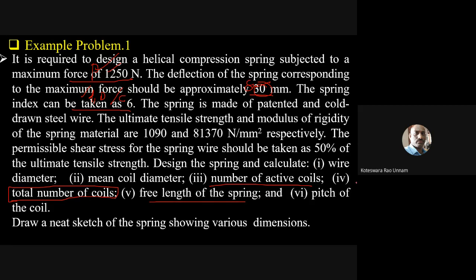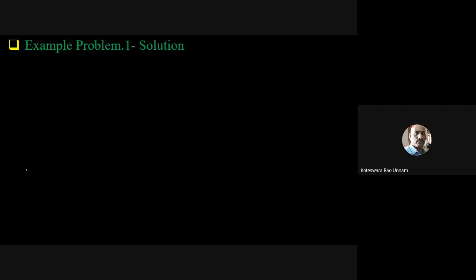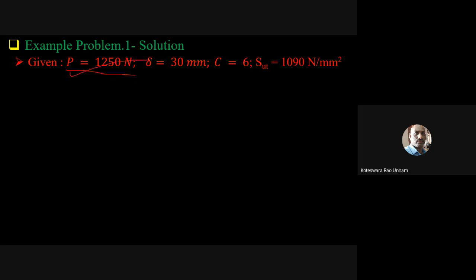Okay. Like I already said, for wire diameter we need to use the stress equation. I'll take you through that. Now coming to the solution, this is the data he has given. P is 1250 kilonewtons, delta is 30 mm, C is 6, SUT.